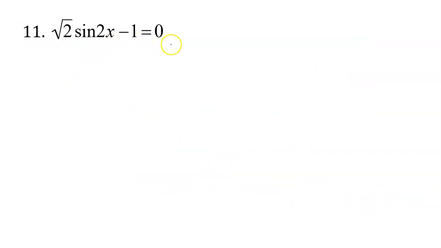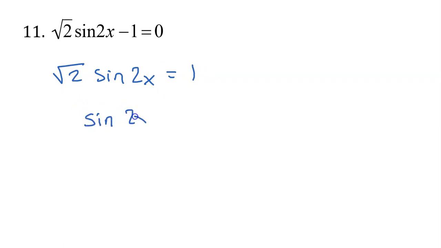Let's start by adding 1 to both sides. So we get radical 2 sine 2x is equal to 1. Dividing both sides by radical 2, we get sine 2x is equal to 1 over radical 2, which is the same thing as radical 2 over 2 if you're more comfortable with that. We can solve for 2x by asking ourselves the sine of what is equal to 1 over radical 2.